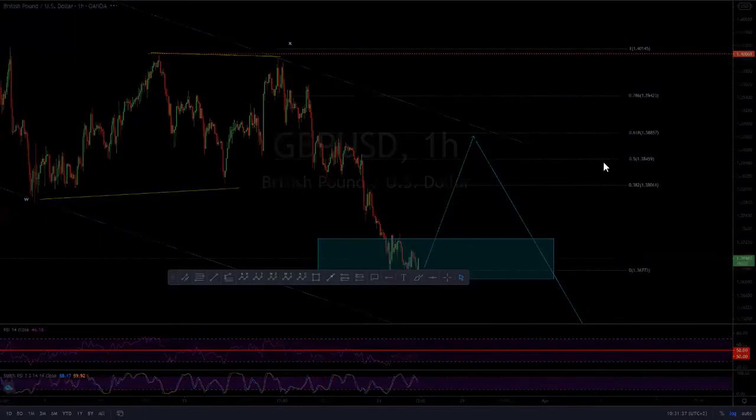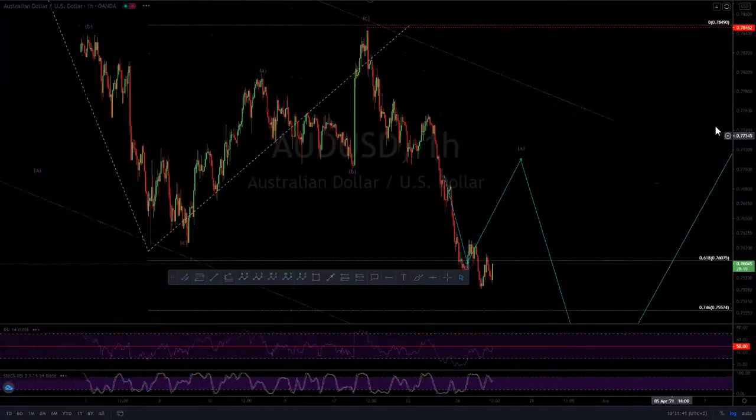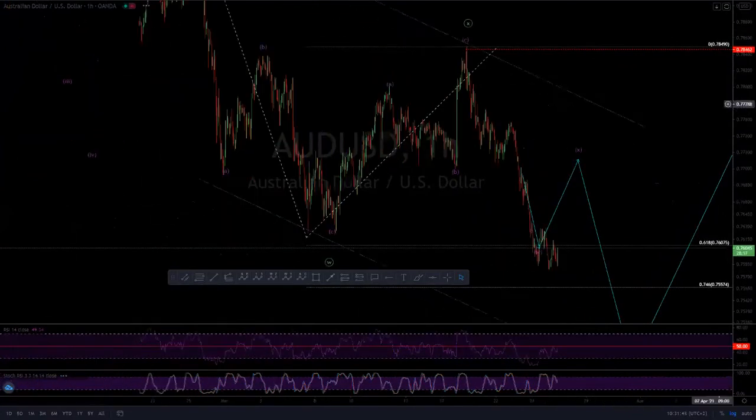AUD US dollar. So if you guys have got any pairs that you are looking at, please feel free to share them. Then we can just have a look at them.